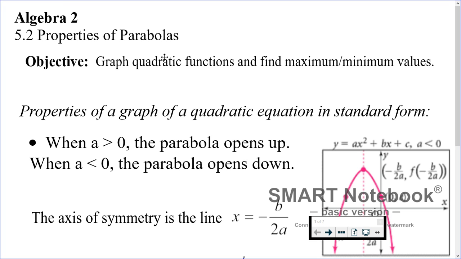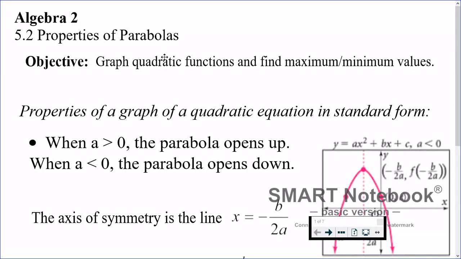The objective here is we're going to graph the quadratic functions that we were talking about in the first lesson and then find maximum and minimum values. That's just part of graphing anyway. So the properties of a graph of a quadratic in standard form is the first thing we're going to look at before we actually start graphing.